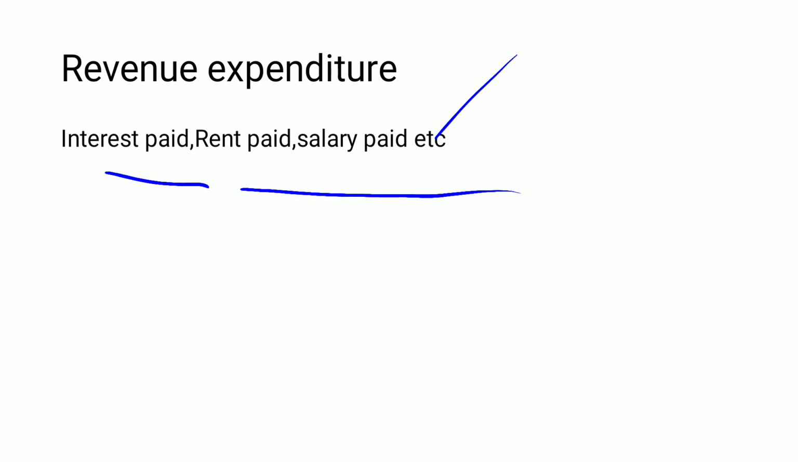For example, if rent is paid or interest is paid, at that time, whenever the amount is spent, we will receive something in return. That benefit is limited within a year. Okay, so then it is revenue expenditure. This is about revenue expenditure, capital and revenue receipt.